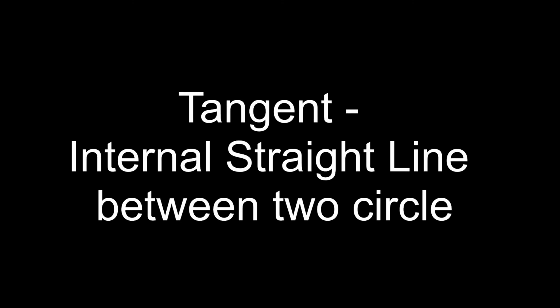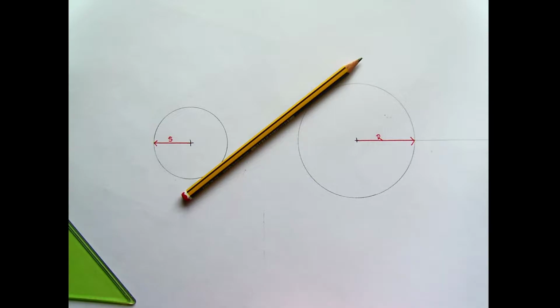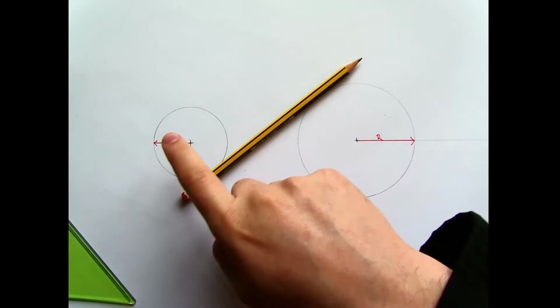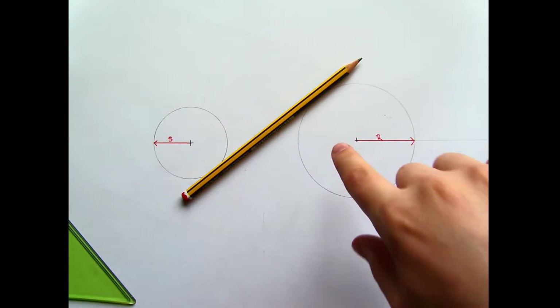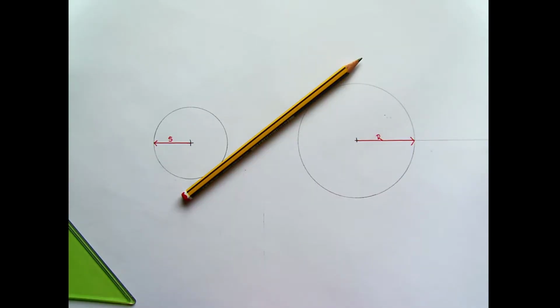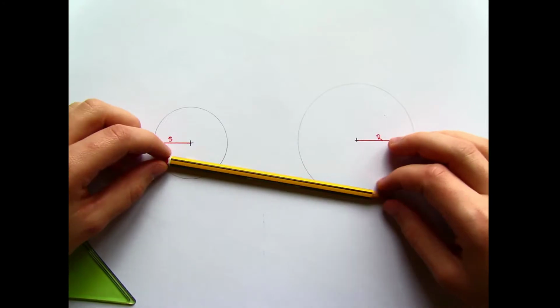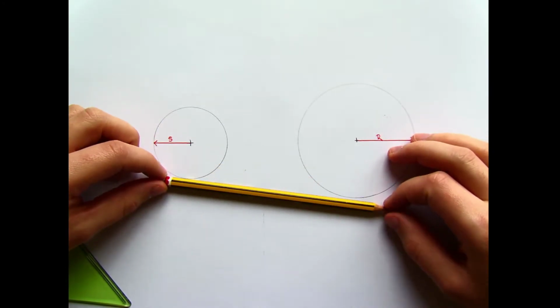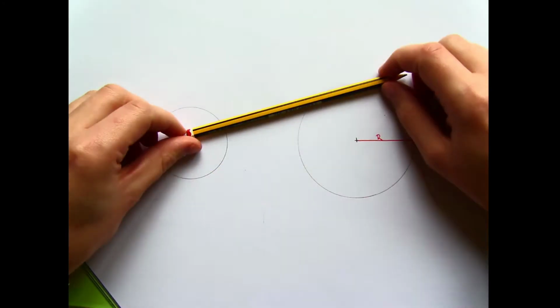In this video we're going to look at drawing a tangent between two circles. This is going to be an internal tangent, and an internal tangent is a tangent that passes in the space in between two circles. So I've got one circle here, another one here, and my tangent is the line that passes in between them. If we were to say that there were external tangents, there would be lines that would be going either down here or up here.